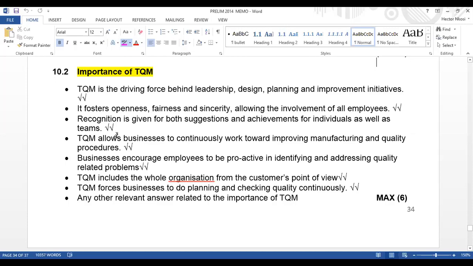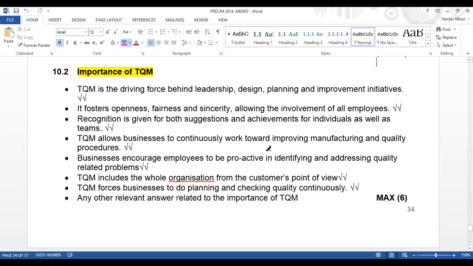Also, TQM allows businesses to continuously work towards improving manufacturing and quality procedures. So now, why is TQM important? These are the pointers on why TQM is important. Also, businesses encourage employees to be proactive in identifying and addressing quality-related problems. No wonder total quality management is so important.